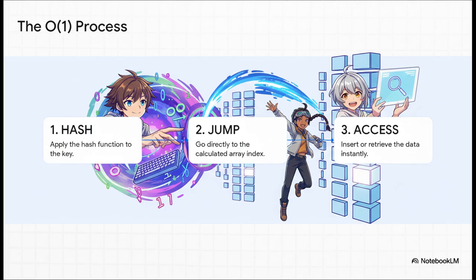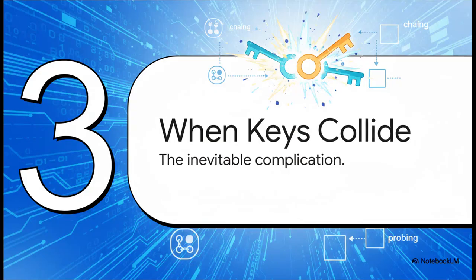It's a simple three-step dance. You take your key, you run it through the hash function to get an index, and then you jump. You don't search, you jump directly to that spot in the array to get your data. No scanning, no guessing, just a direct jump. But of course, it can't be that simple, right? We've just mapped this huge universe of keys into a tiny number of slots. It's totally inevitable that sooner or later, two different keys are going to get mapped to the exact same slot. This is called a collision, and it is the central problem we have to solve with hash tables.